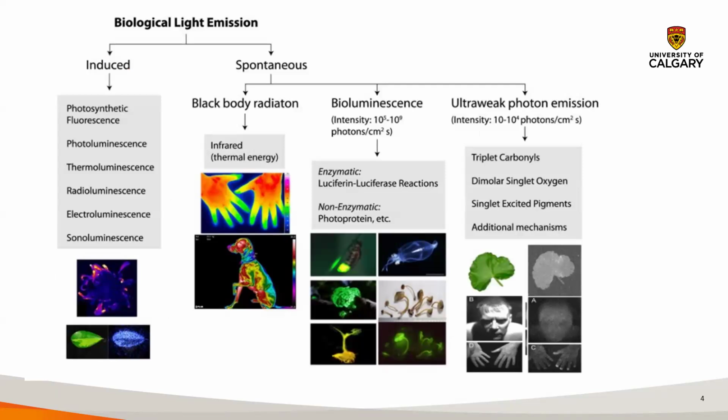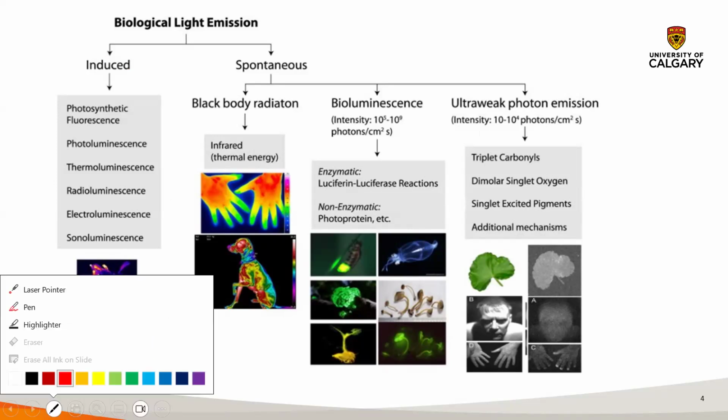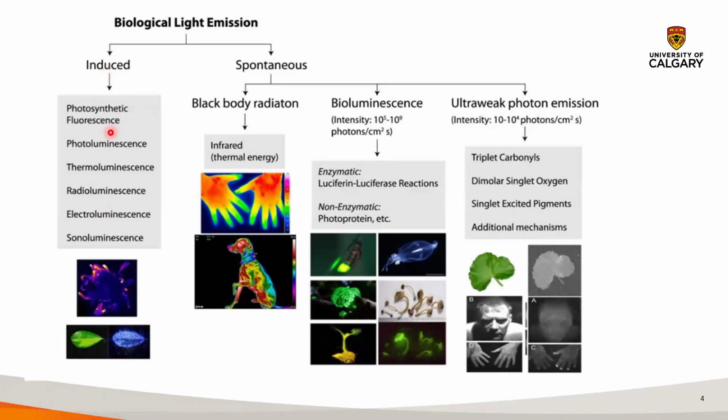Biological light emission is a broad spectrum of different kinds of light emission. This can be largely grouped into two categories. There is induced light emission, which requires an external energy source to induce photon emission. This can be in the form of light, heat, radio, sound, or electricity. These are the common categories that people know of today. Otherwise, it could also be spontaneous, which means it doesn't require any kind of excitation and it happens as a sort of continuous process.